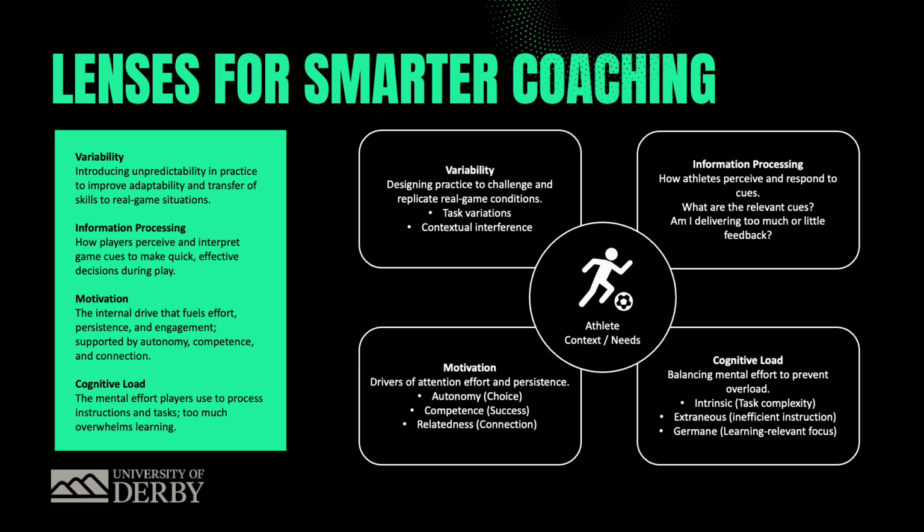And motivation on the bottom left, this is the engine. Motivation drives effort, persistence, and attention. Training that fosters autonomy, competence, and relatedness engages players more deeply. That means offering choices, ensuring success is possible, and building strong connections. Fun, joy, and ownership aren't extras, they're catalysts for transfer. So when we design sessions through these 4 lenses, we move beyond running drills on the field. We now create environments where learning is rich, adaptable, and game ready.